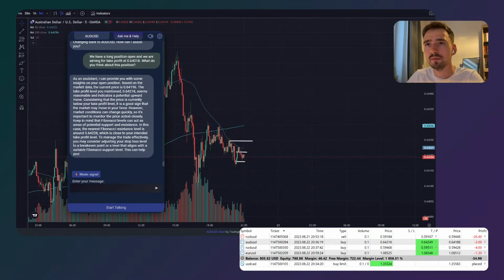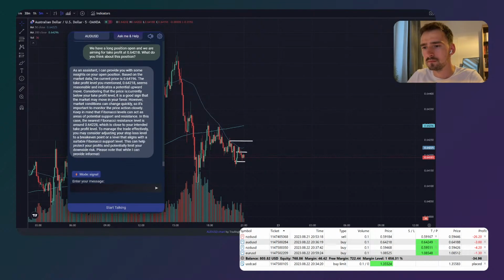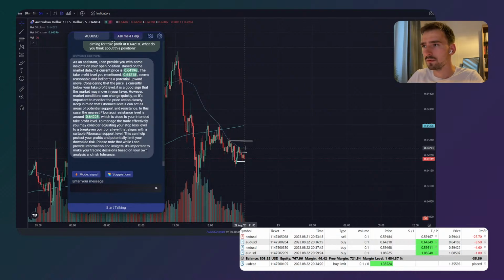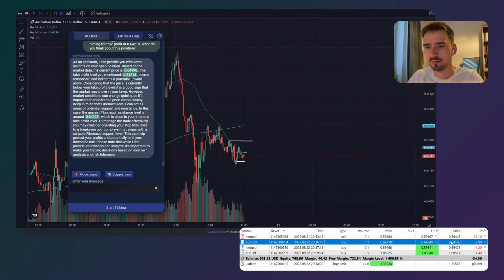Let me just go through this. Considering that the price is currently below your take profit level, it is a good sign that the market may move in your favor. However, market conditions can change quickly, so it's important to monitor the price action closely. Okay, so the nearest resistance is 28, so we should be okay. I see. So we should probably close this when it gets to 0 something, maybe.